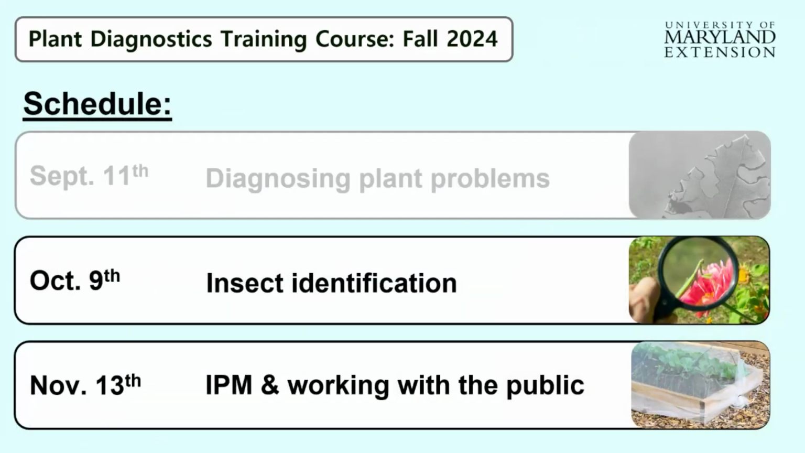Here's our schedule. So today on October 9th, we're going to be talking about insect identification. If you missed the first class on September 11th, diagnosing plant problems, make sure you do watch that recording for that information. And then our last class will be next month, November 13th. We'll talk about integrated pest management and working with the public.